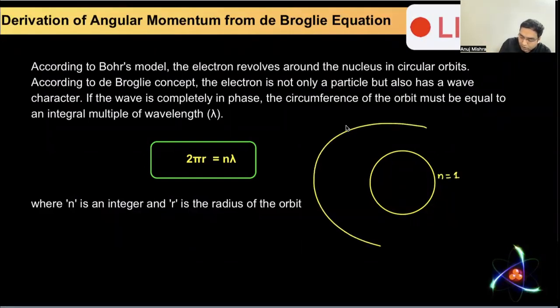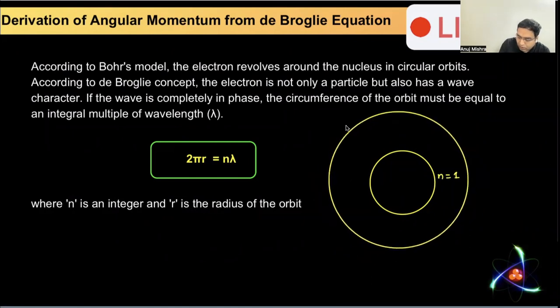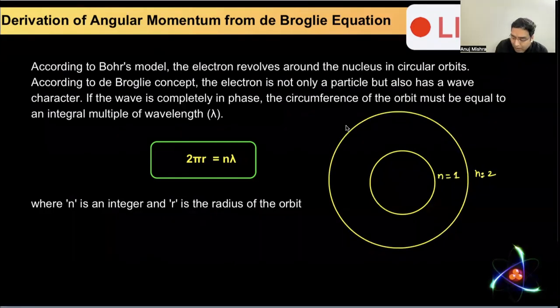Or let's say you are in n equals 2. So n equals 1, there is just one wave as per this de Broglie concept. As in, the energy of the given system will decide how many waves are there. For example, n equals 1, there is just one wave. And when I say one wave, look at the wave first.